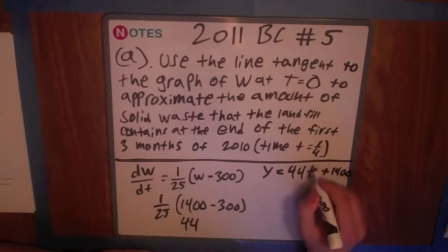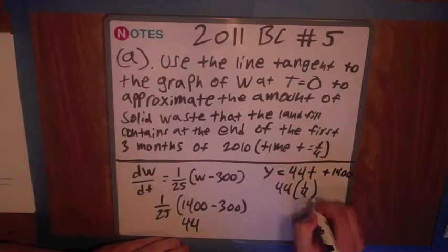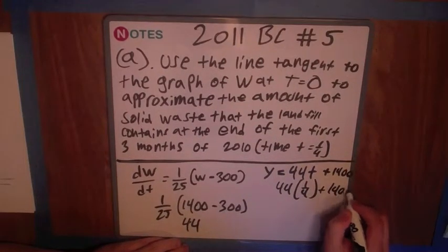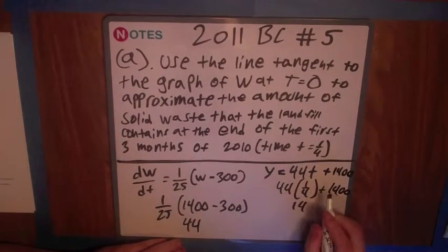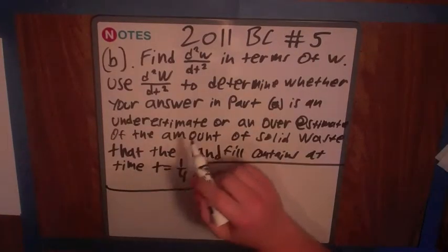So we're going to plug in 1/4 for t. Which then gives us 1,411. And we will take this as the approximate value for t equals 1/4.